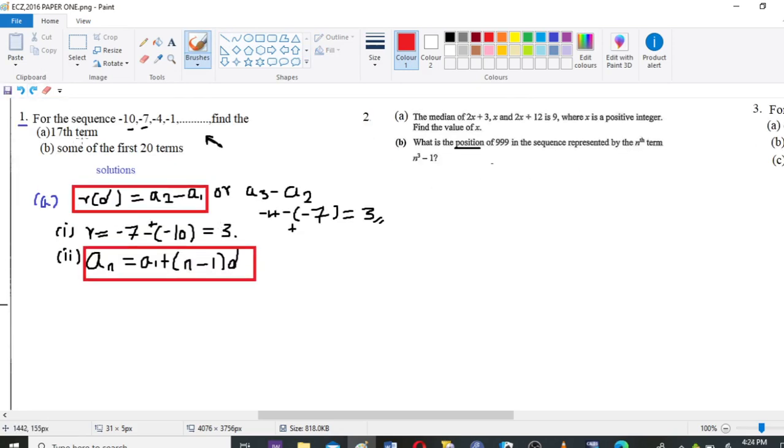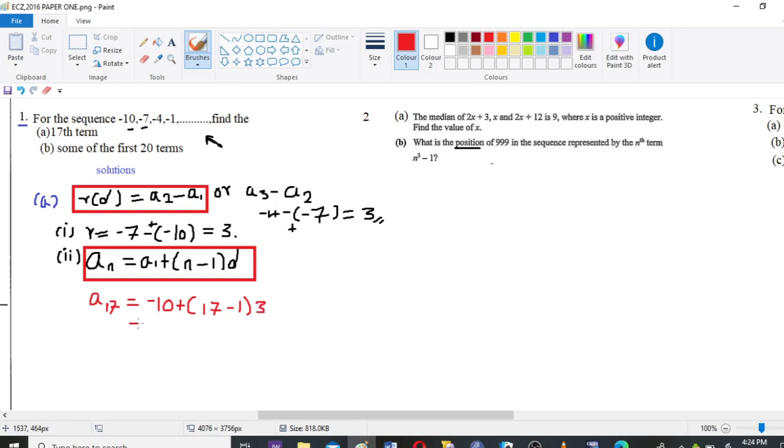So we want the 17th term, where our 17th term represents our n, right? So we'll write a term at position 17 is equal to, wherever we have n, we'll substitute it with 17. Our a1 is -10, that is our first term in the sequence, plus open bracket, our n again is 17 minus 1. Our common difference is 3.